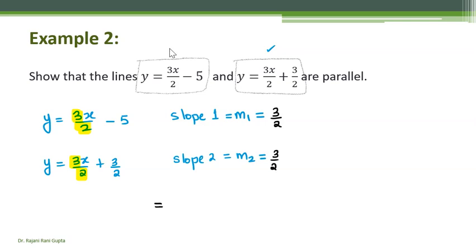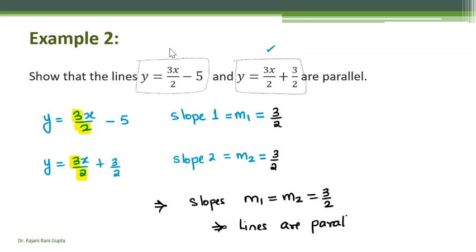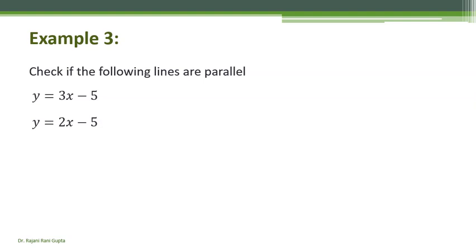So you have to present your answer. You say that slopes m1 is equal to m2 is equal to 3 over 2, which implies that lines are parallel. So it is a must to mention that the lines are parallel. Okay, let's take another example. So they may ask you a question like check if the following lines are parallel. So again, you have to do the same thing. Check the coefficient of x in both the lines to get your slope. So this is your first line, this is your second line.